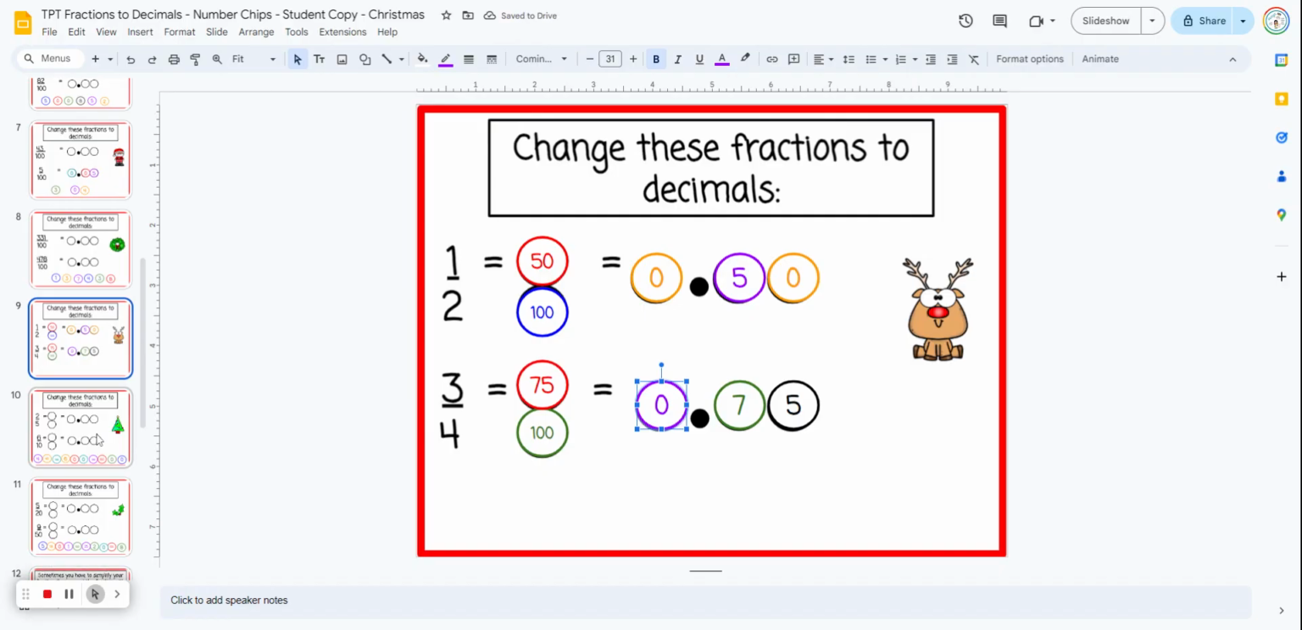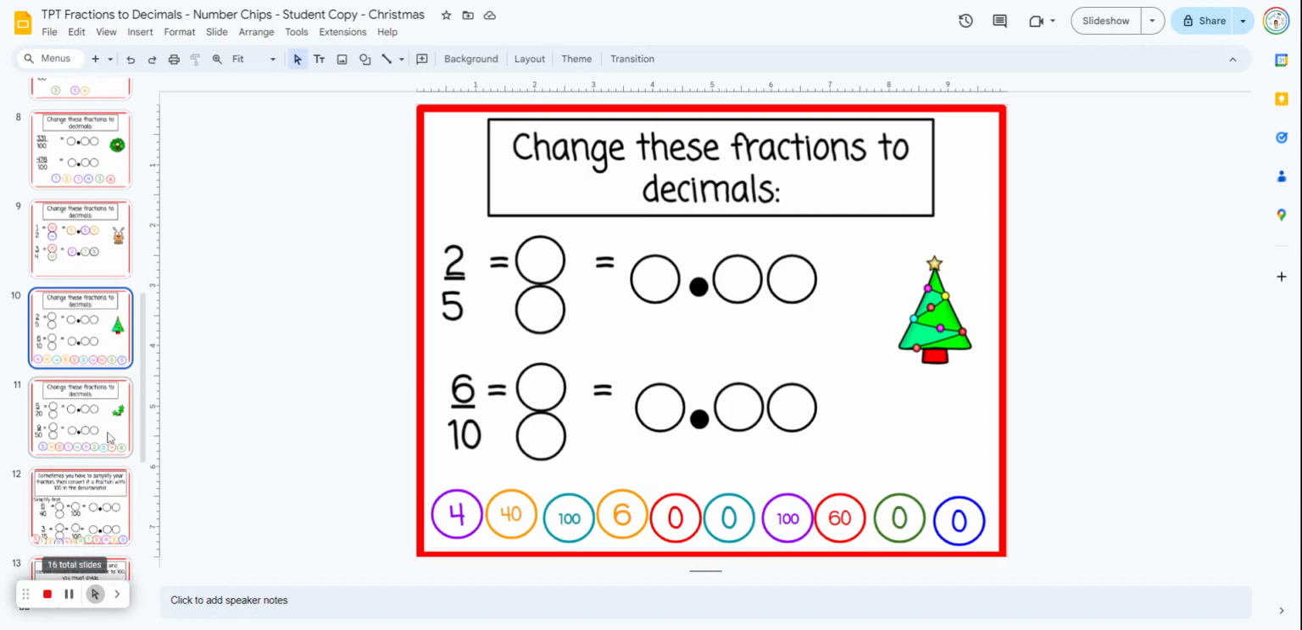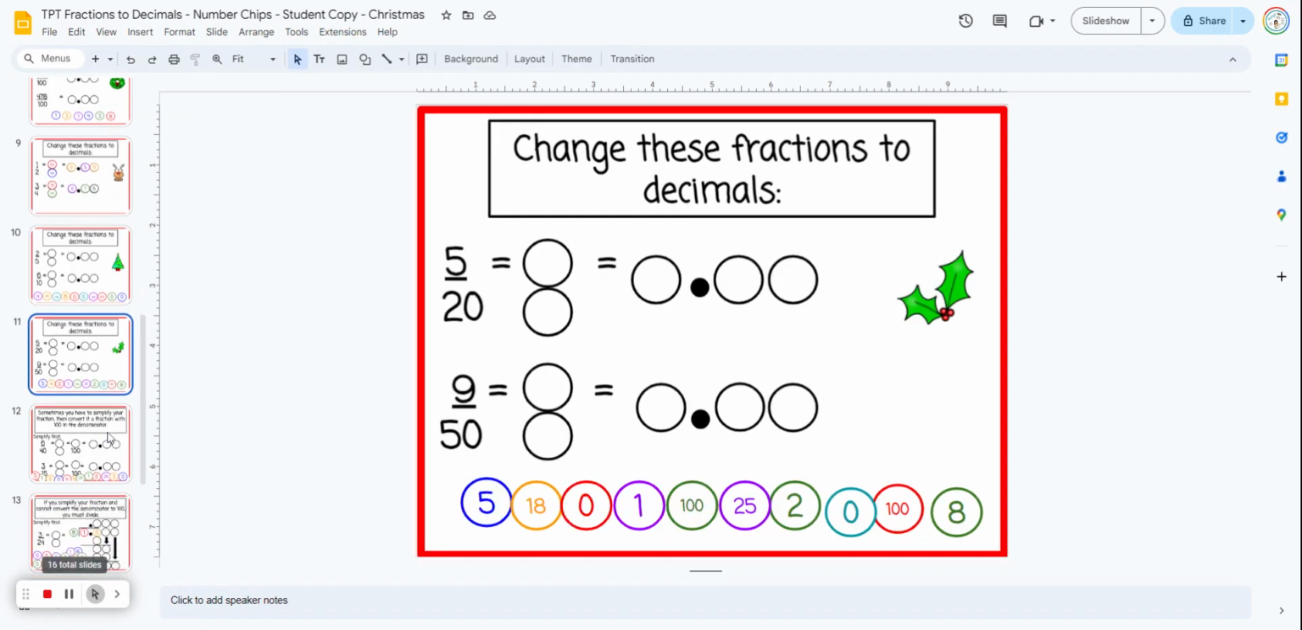And they've got a few more slides to practice with some different denominators, but they have to convert them to an equivalent fraction first with 100 in the denominator. Same thing on the next slide.